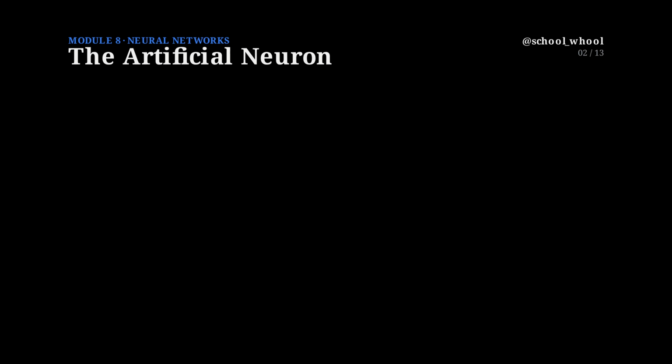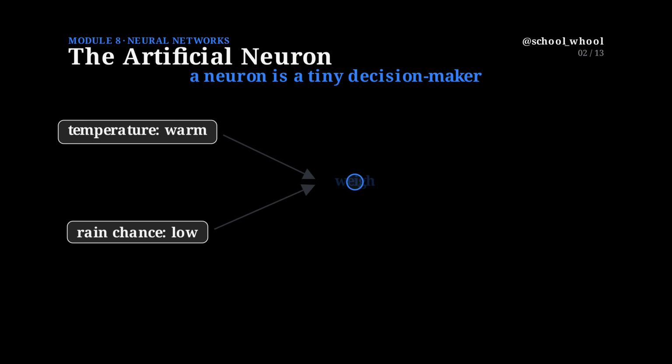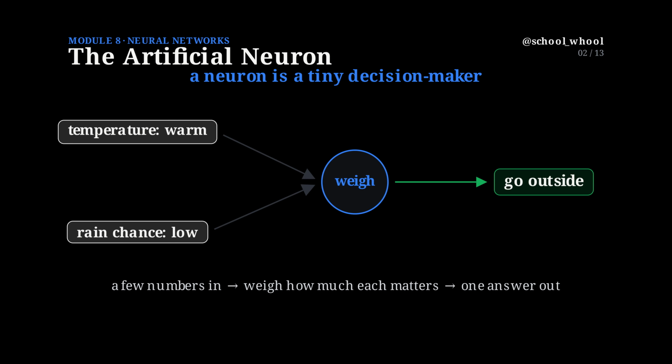So what is a neuron, really? At heart, it is a tiny decision maker. It takes in a few numbers, weighs how much each one should matter, and combines them into a single output. Think of deciding whether to head outside. The temperature matters a lot. A small chance of rain matters less. A neuron does exactly that kind of weighing, just with numbers and simple arithmetic.